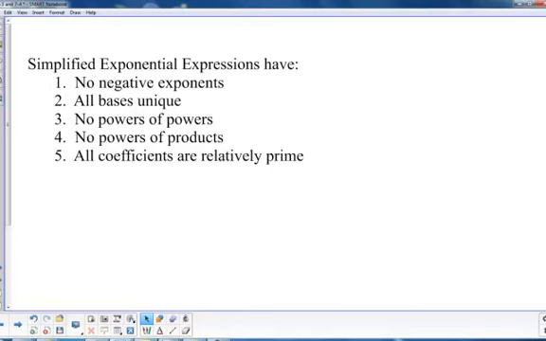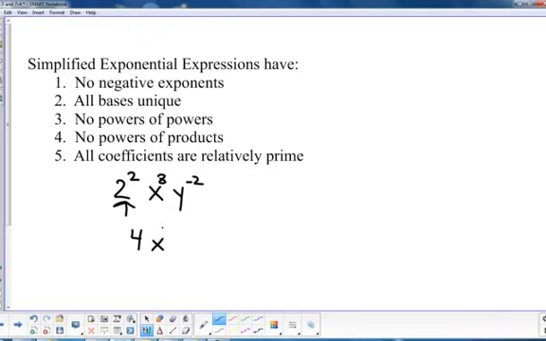So we want to try to not have a negative exponent. We want the same bases to be together. We don't want to have a power of a power or a power of a product. And the coefficients we need to multiply out, if that makes any sense. So basically everything we were just doing in your final answer, if you had like 2 squared x to the 8, y to the negative 2, you would want to do that, and you would want to move that to the denominator to make it a positive exponent.